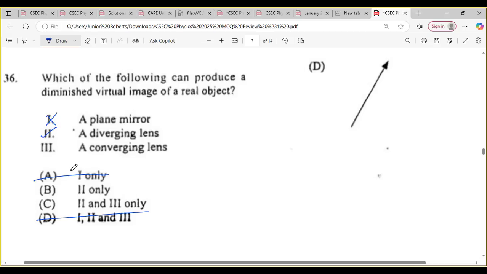So this is true. Now, a converging lens can be used to produce a diminished image, but it is going to be real. So a converging lens produces a real diminished image. So this one is not so. So it means then that we settle with B, 2 only.